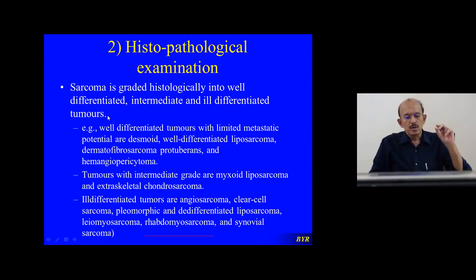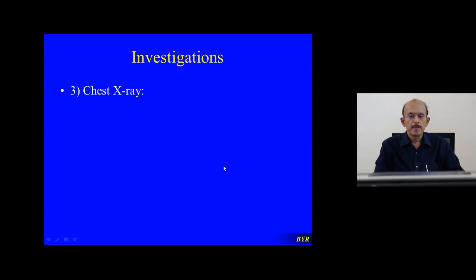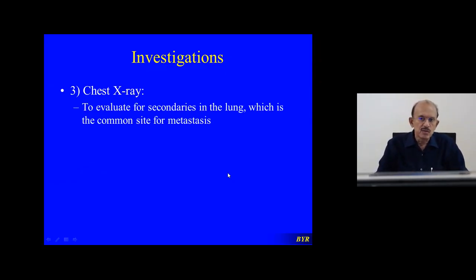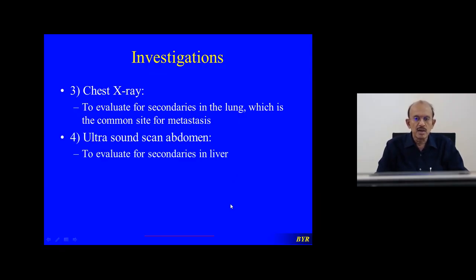If you do just excision biopsy, you will not be able to identify the place where you have removed the tumor, so you cannot plan a wide excision. That is why simple excision biopsy is not advocated. So investigations, number 1, core biopsy or true cut biopsy. Number 2, imaging study by CT or MRI. MRI is preferable. Then take a chest X-ray to see for secondaries in the lung, the common site for metastasis, and an ultrasound scan of the abdomen to evaluate for secondaries in the liver.